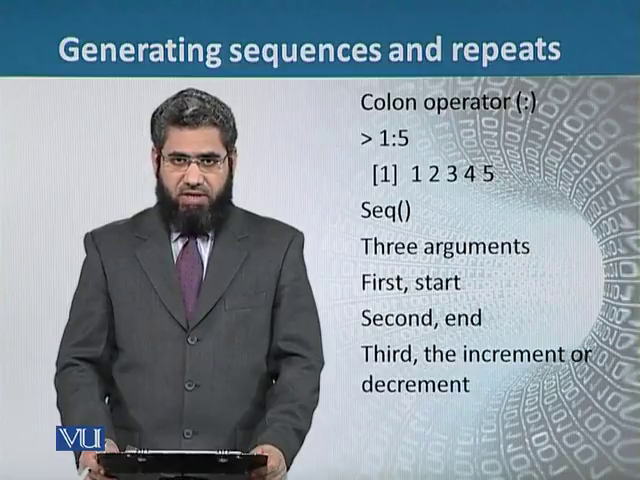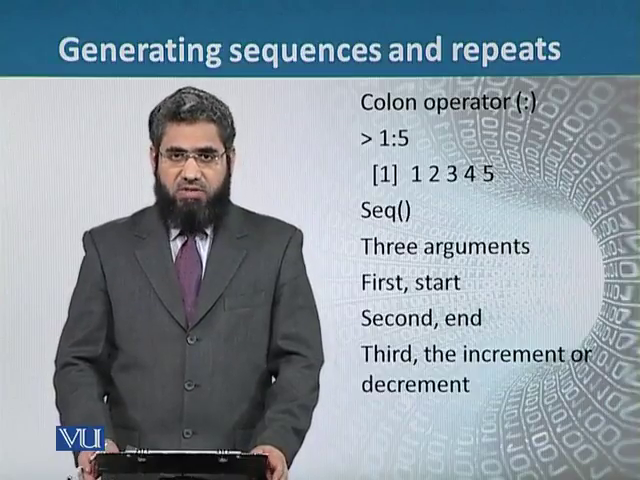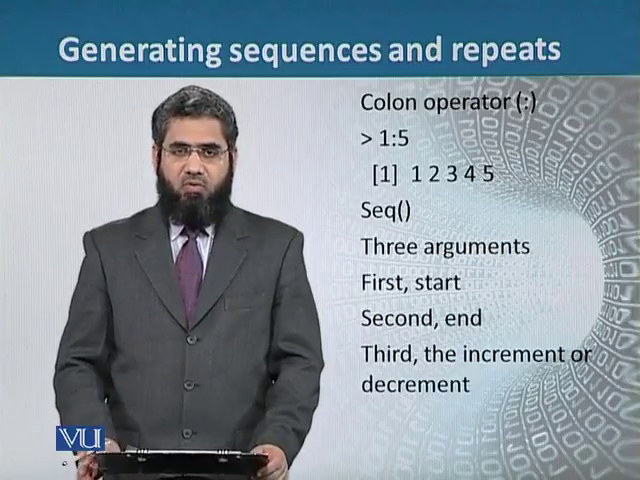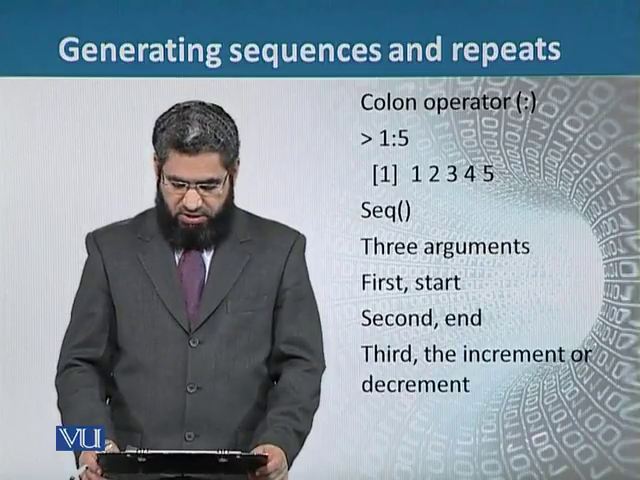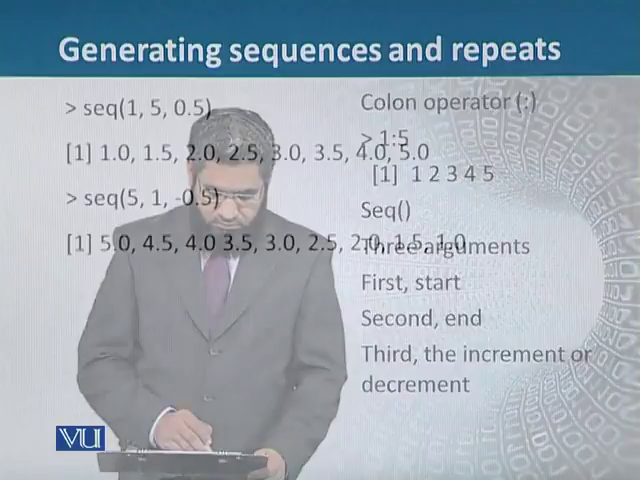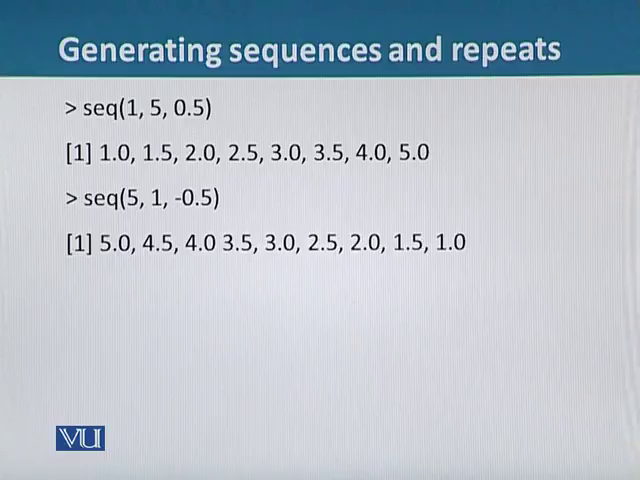The first is where the sequence is starting, the second is where it is ending, and the third is the increment or the decrement we are using. In this example, we want to use the seq command, which is used for the more detailed sequences that we can generate. So in this command, we have written seq(1, 5, 0.5).